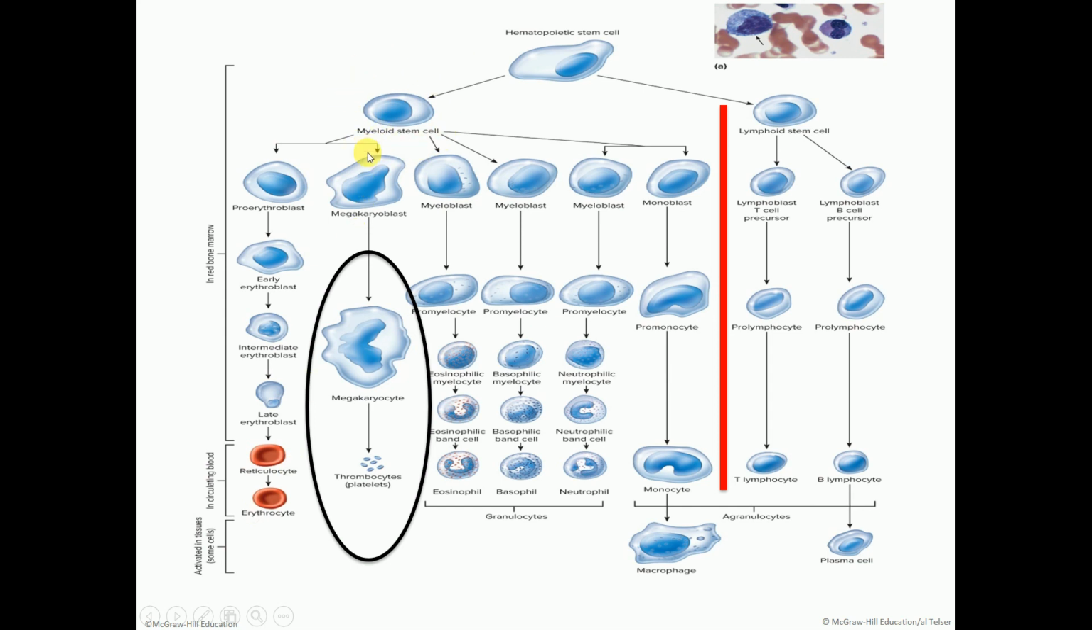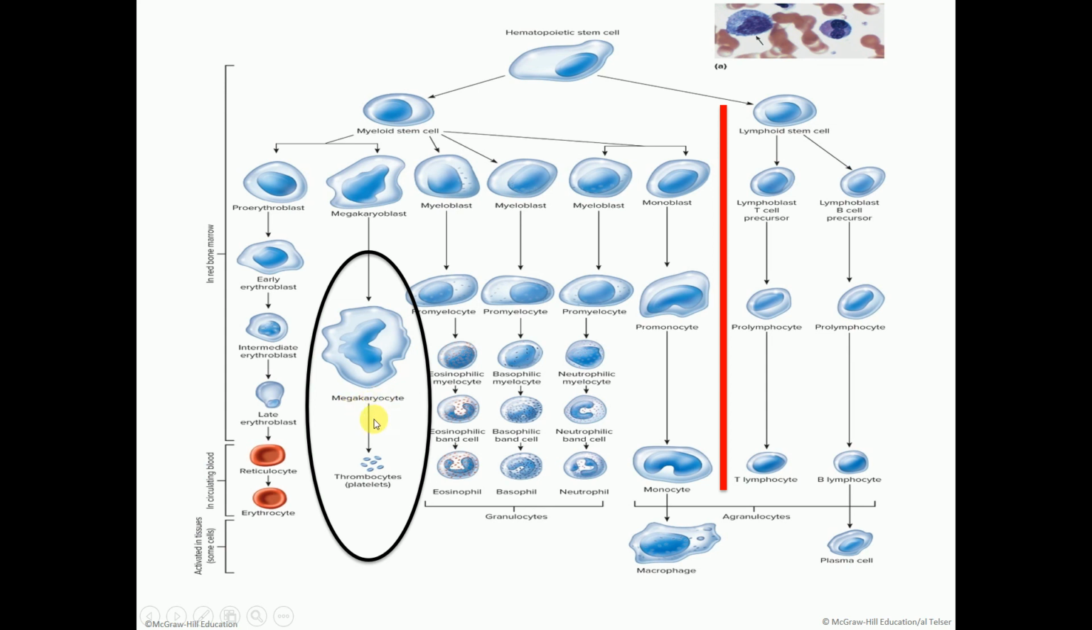Moving on to your thrombocytes or platelets, so that myeloid stem cell again will become a megakaryoblast. So again, a blast is a cell that is going to become something else. So remember when we were talking about osteoblasts, it had to mature into an osteocyte. So a blastic cell is a cell that matures into whatever. So that megakaryoblast becomes a megakaryocyte. Mega means huge. So this is a huge cell.